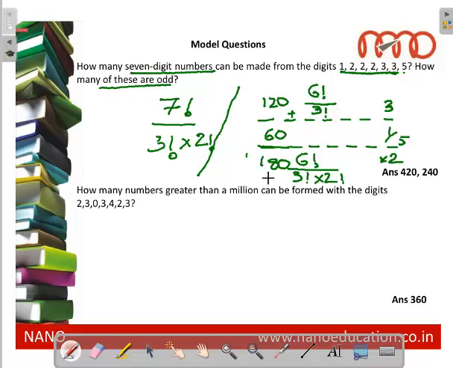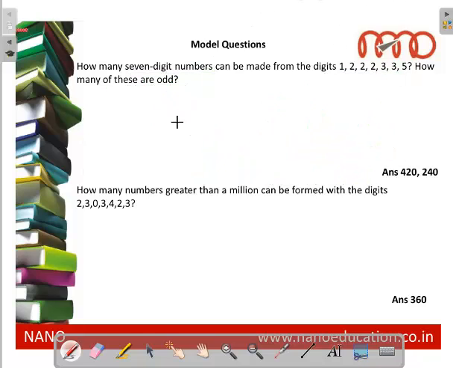And with 5, another 60, which makes it 240. Alternately, the total number of odd numbers we get using these digits. Let us see the second method.